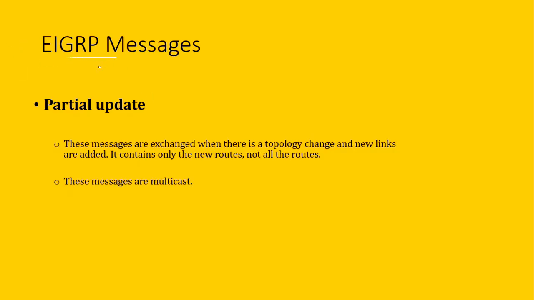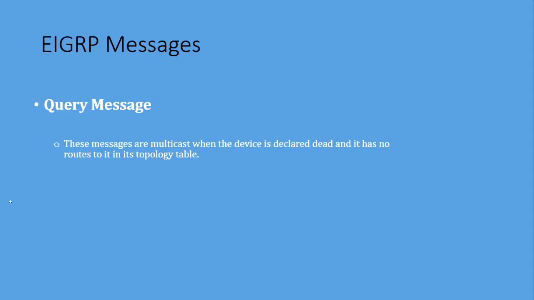Okay, so in the next slide I'm going for the partial update. These messages are exchanged when there is a topology change and new links are added. It contains only the new routes, not all the routes. Fine. These messages are multicast messages. Do remember, multicast always starts with an IP address of 224. Remember that, 224.0.0.10 in case of EIGRP.